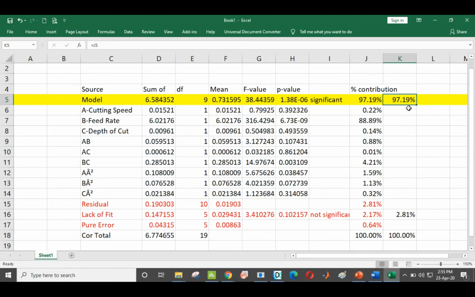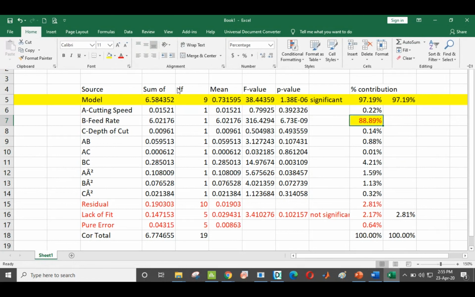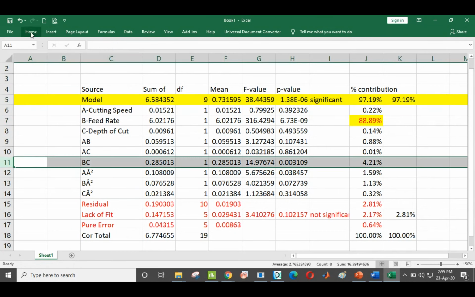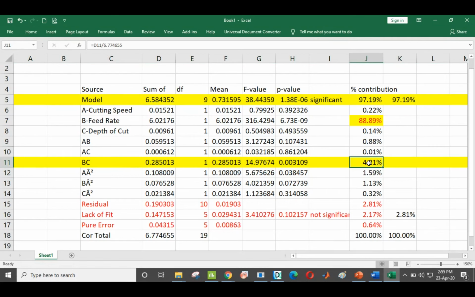So the total error in this model is 2.81, and the total percentage of contribution from this model is 97.18. So in this, the influence of feed rate is higher, and also the influence of this is a little bit, 4.21. And comparing to others, this has some impact because of the feed rate. The other parameters are of least significance. So for surface roughness, the effect of feed rate is higher than that of the depth of cut and the cutting speed. So this is how we have to interpret and how we have to write the manuscript.